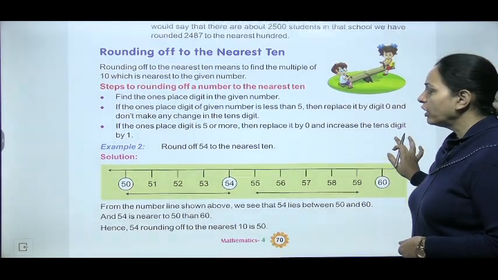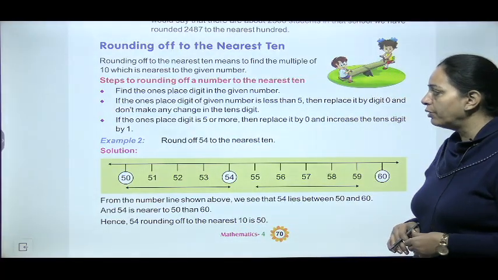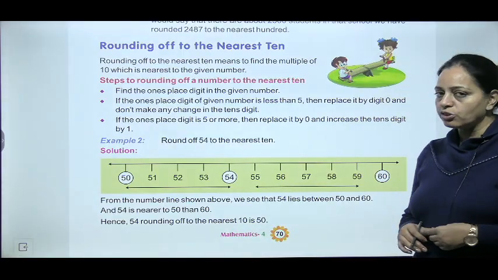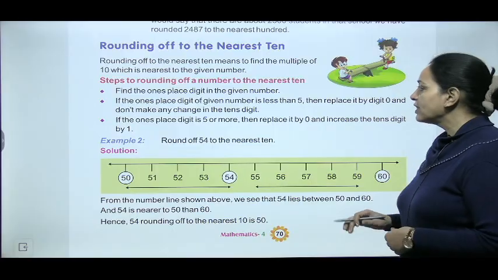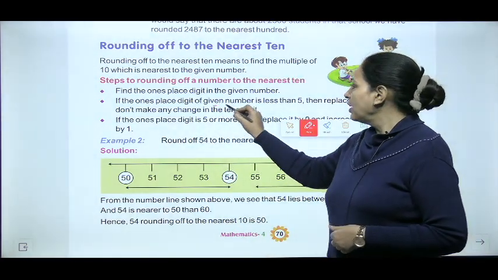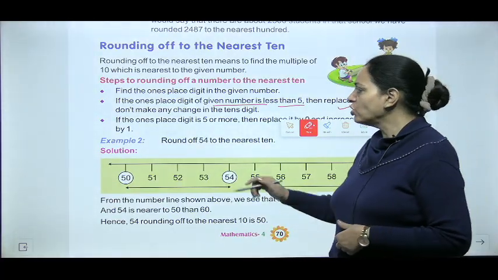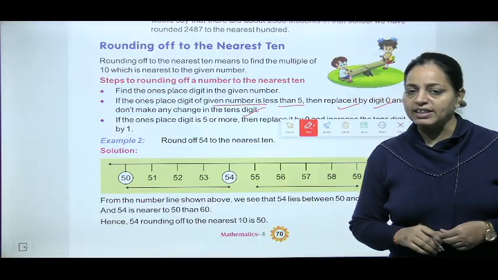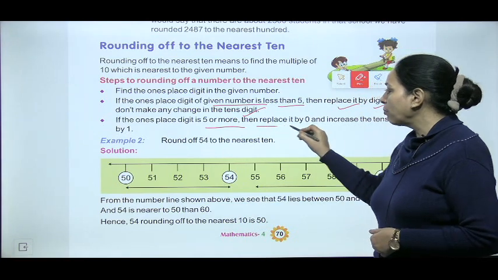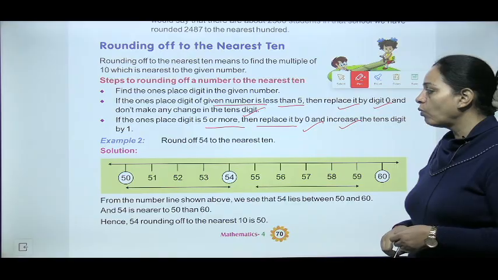Rounding off to the nearest 10 means to find the multiple of 10 which is nearest to the given number. Steps to rounding off a number to the nearest 10. How we can do it? Find the ones place digit in the given number. Then if the ones place digit is less than 5, replace it by 0 and don't make any change in the tens digit. And if the ones place digit is 5 or more, then replace it by 0 and increase the tens digit by 1.